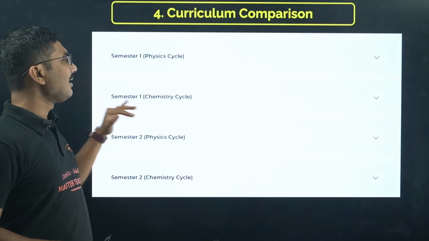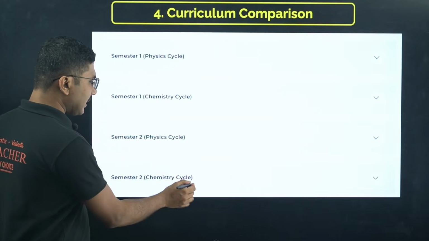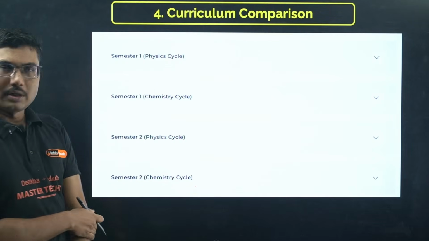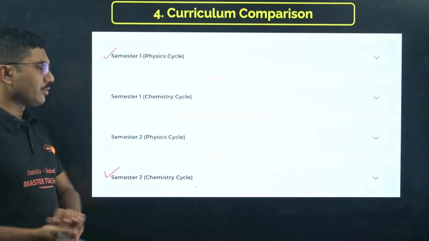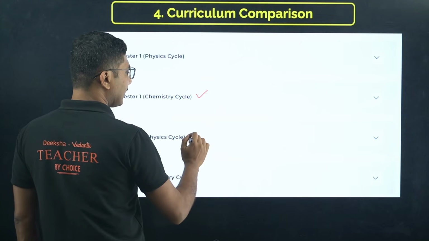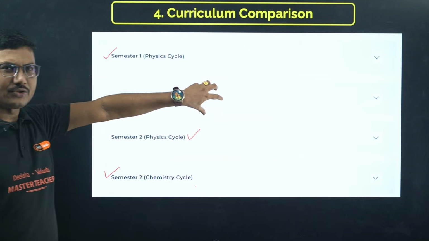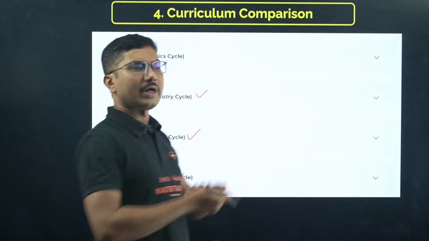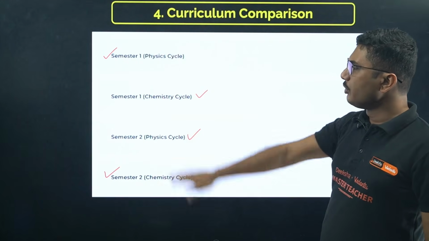If you start with physics cycle in semester 1, you will complete semester 2 with chemistry cycle, right? Or if you start with chemistry cycle, then in semester 2 you study physics cycle. Basically you are studying some part of chemistry here, some part of physics here. Okay, remaining portions are common. So everything is common in these 2 semesters.